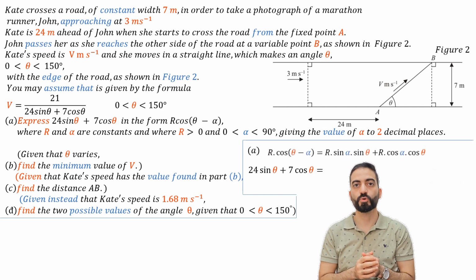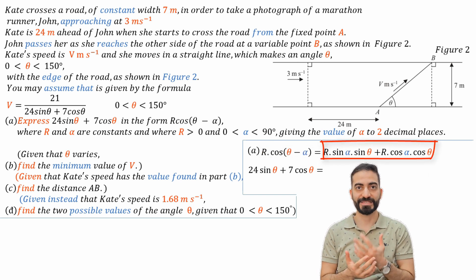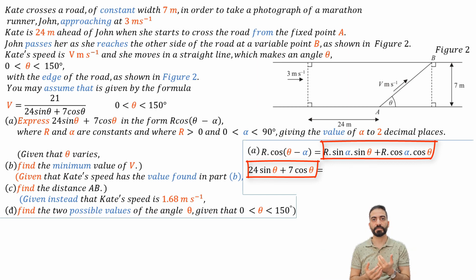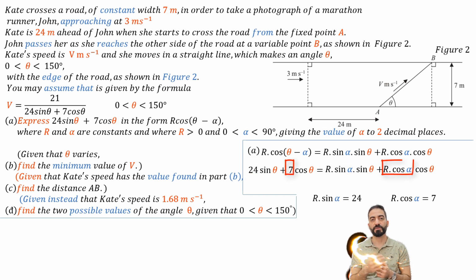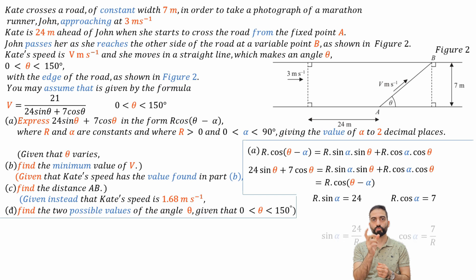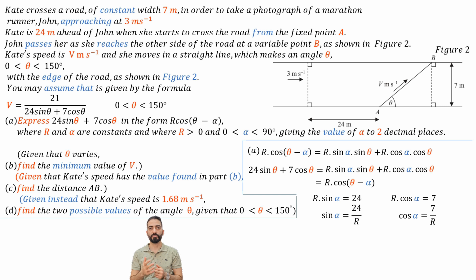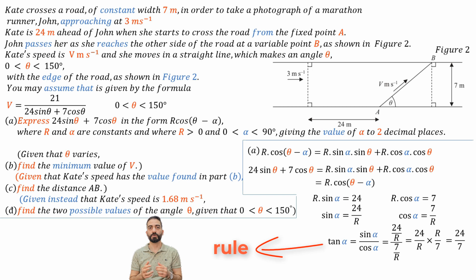Here we can use this rule. As we notice here, this is similar to this, but we can consider that 24 is r sine alpha, 7 equals r cosine alpha. So we have that sine alpha equals 24 over r and cosine alpha equals 7 over r. In this form, we can obtain alpha because tangent alpha equals sine alpha over cosine alpha. Also, we can obtain the answer to r in this form.